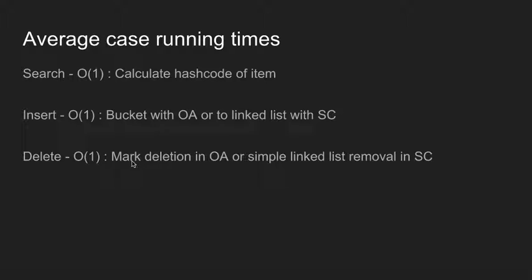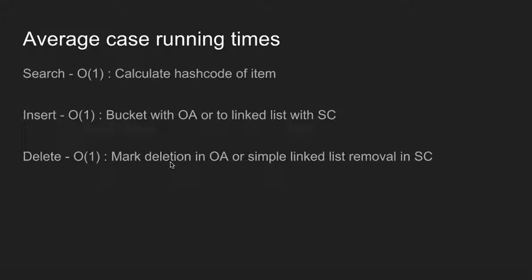So deletion from our hash table is going to be basically constant time as well. For open addressing, what we do is we find the element that we need to delete with our hash function, and all we really do is just mark it for deletion. We basically use this thing called lazy deletion, where we say, oh, okay, that value no longer exists there, I'm going to set a flag here.